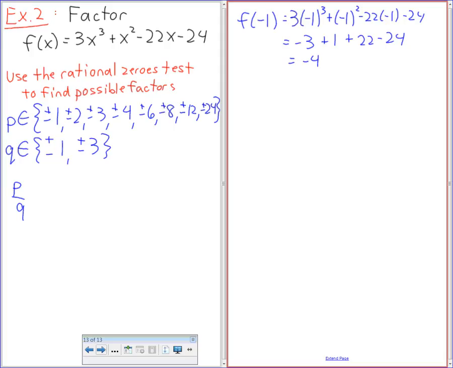Why do you use 24 for the first? Because P is going to be all the factors of this. It's always the last number. P is always the last number and Q is always the leading coefficient.